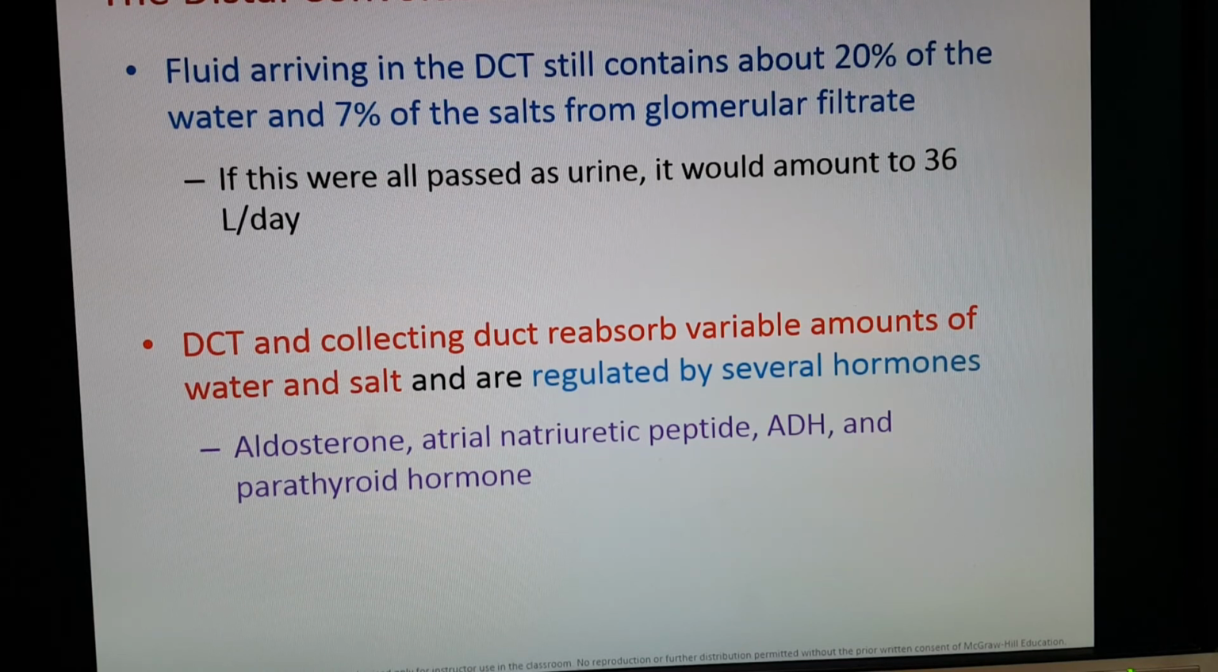So once you get to the distal convoluted tube, there's about 20% of the water initially, as well as 7% of the salts from the glomerular filtrate, but still needs to be concentrated even further in your distal convoluted tube. So its main job is to reabsorb a lot of your water as well as your salt. It's regulated by your different hormones. So again, your aldosterone hormone, so part of that Renin-Angiotensin-Aldosterone system, atrial natriuretic peptides, which helps with water absorption, ADH, as well as your parathyroid hormone helps to regulate its activity as well.